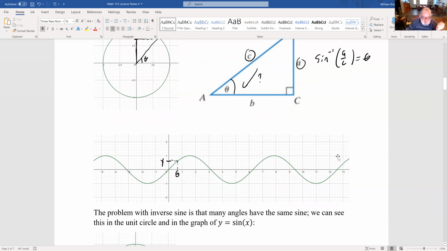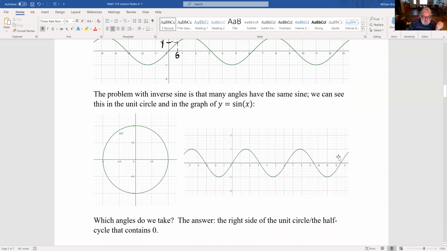And the problem is many angles have the same sine. So if we think about a height y in the unit circle, there are 2 different angles that have the same sine. This angle and that angle, they both have the same sine. If you think about it in terms of a graph, there are actually infinitely many angles that have the same sine.